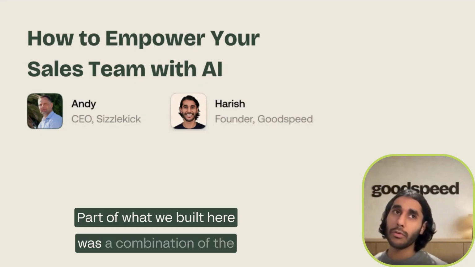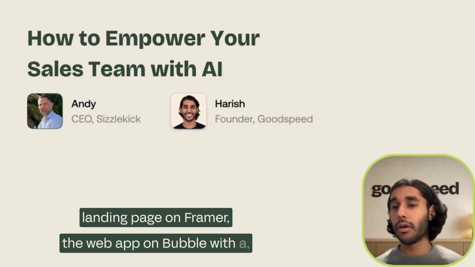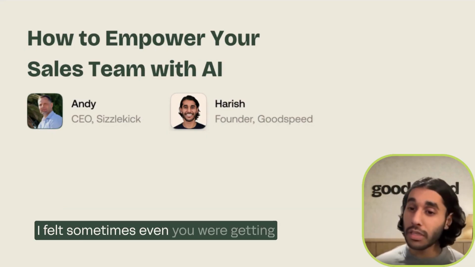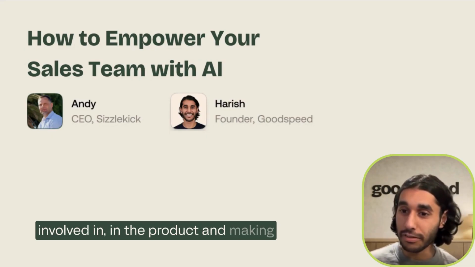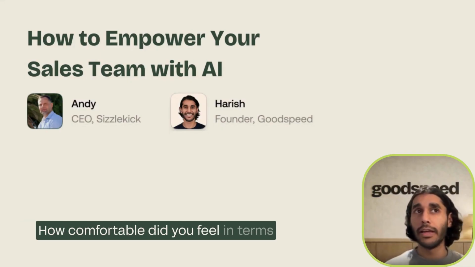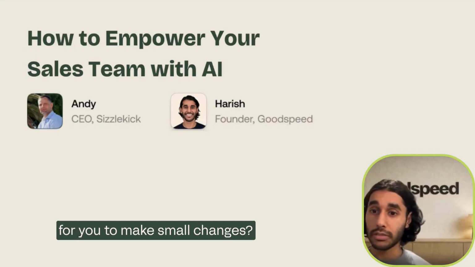Part of what we built here was a combination of the landing page on Framer, the web app on Bubble, with a combination of Flowise and n8n for the AI side. I felt sometimes even you were getting involved in the product and making some tweaks, whereas before you wouldn't. How comfortable did you feel in terms of understanding the product or the ability for you to make small changes?